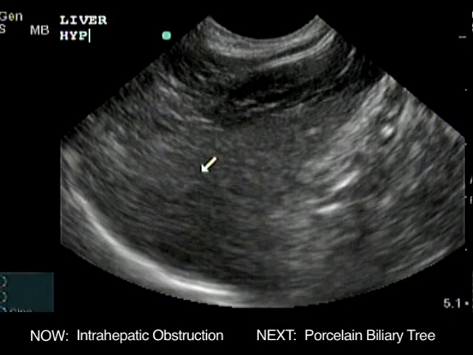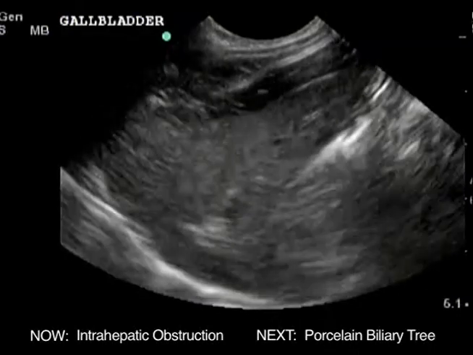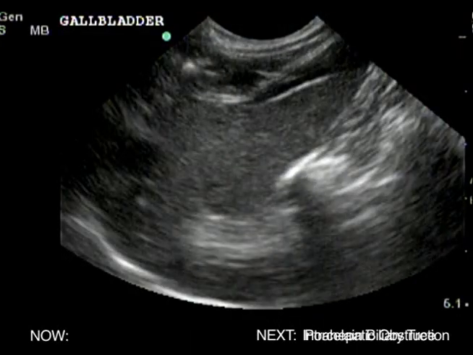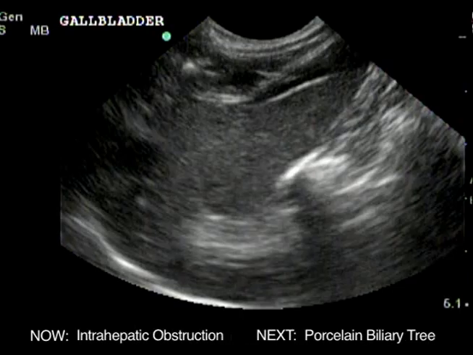In dogs, the gallbladder may appear normal or small. In cats, the gallbladder and common bile duct may seem normal or small. Bile is not flowing to the gallbladder or common bile duct.